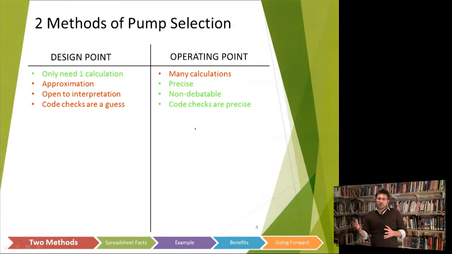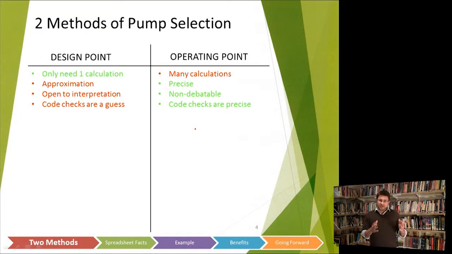Whereas the operating point method, if you use it, is non-debatable. It operates there, and therefore it meets code compliance or it doesn't meet code requirements. The design point method, therefore, code checks that are applied to a design point are simply a guess. They're not actually precise like the operating point method.